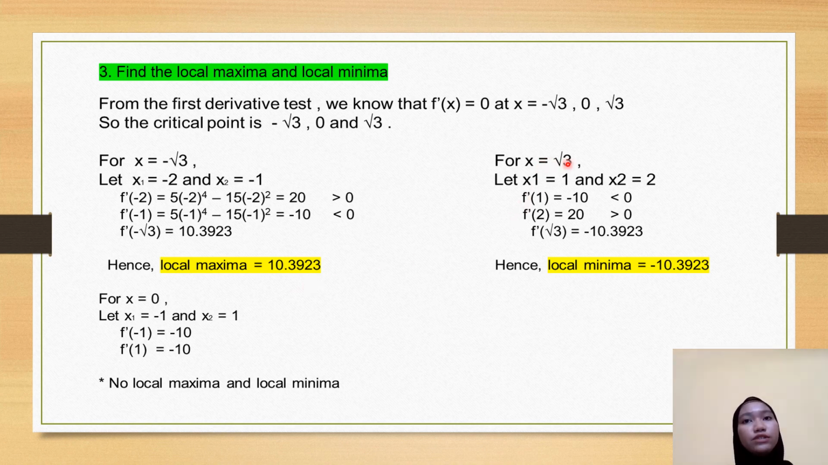And for x equals root 3, we need to let x1 equal 1 and x2 equal 2. So we got negative 10 and 20, which is negative 10 smaller than 0, 20 greater than 0. And for f prime of root 3, we got negative 10.3923. So here is the local minima, which is negative 10.3923. While for x equals 0, there is no local maxima or local minima for these x values.